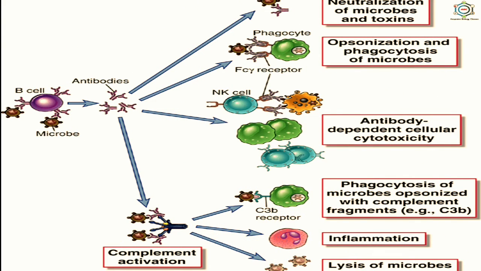So here you can see the whole process of the antigen antibody interaction: first, the neutralization of microbes and toxins, then opsonization and phagocytosis of microbes, then antibody dependent cellular cytotoxicity, then phagocytosis of the microbes opsonized with complement fragments, then inflammation and the lysis of the microbes, and complement activation. So these are the ways of antigen antibody interaction.